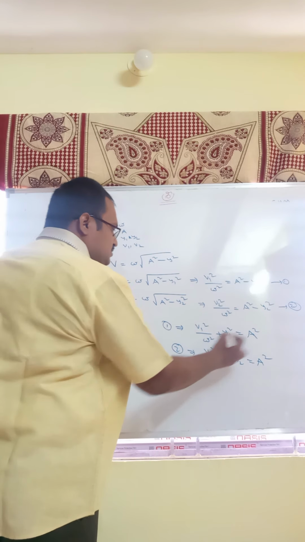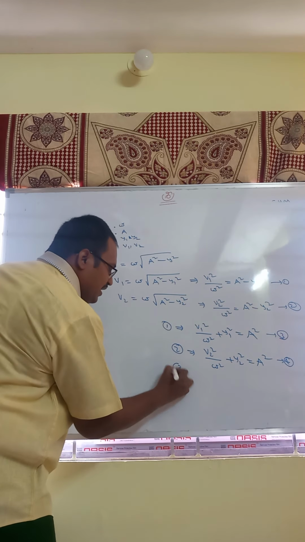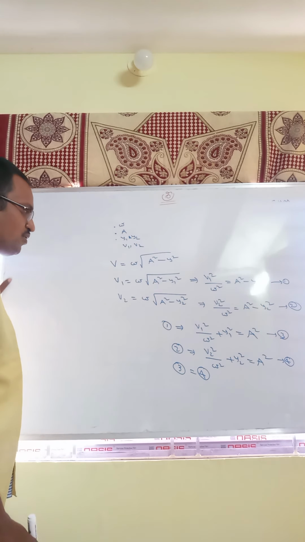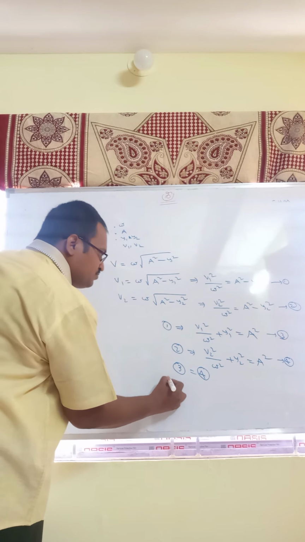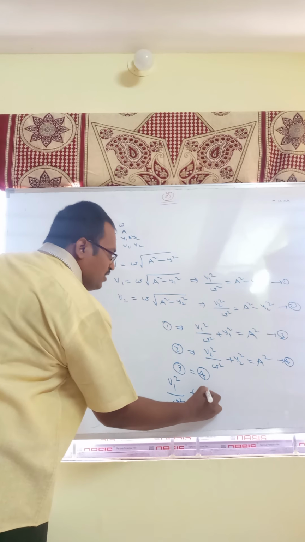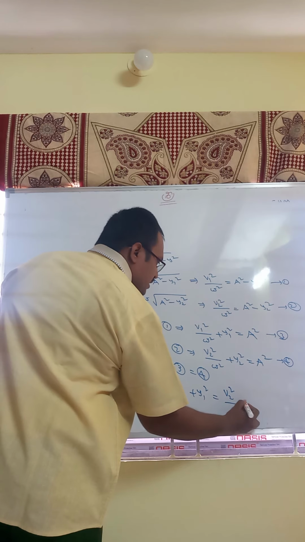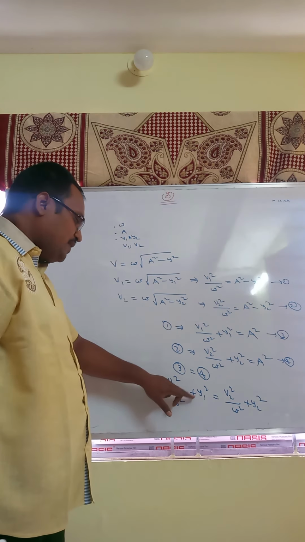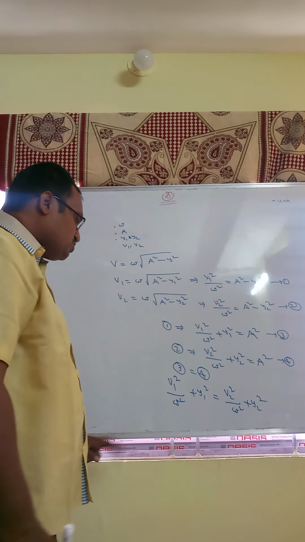Now you can equate, this is equation 3 and this is 4. Now equate 3 and 4. The a square gets cancelled, remaining is v1 square by omega square plus y1 square is equal to v2 square by omega square plus y2 square.